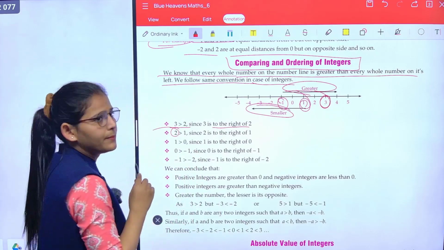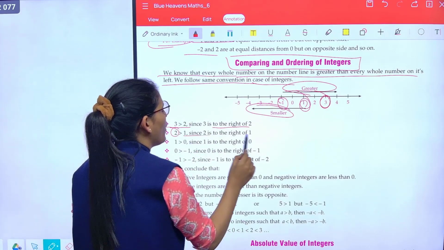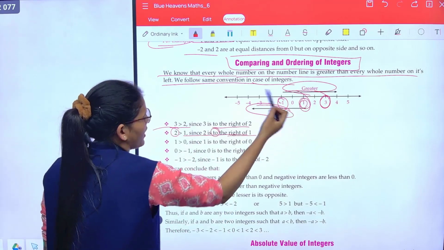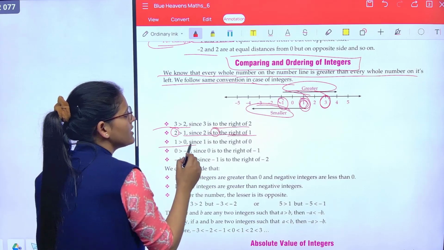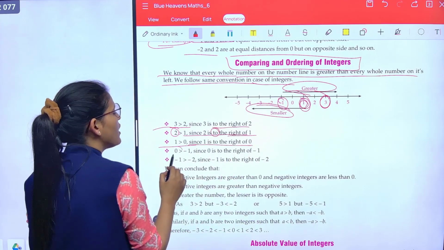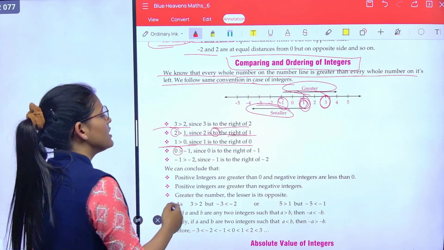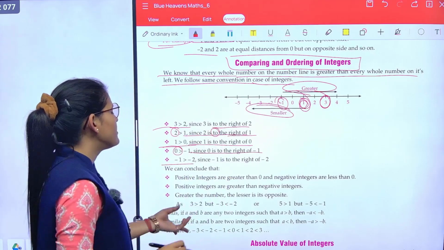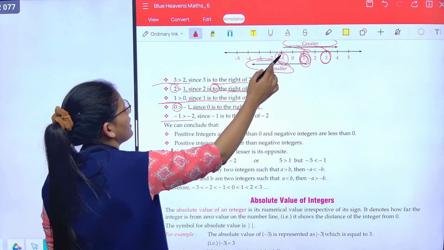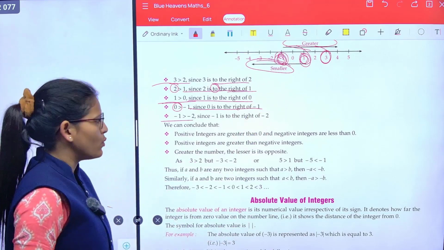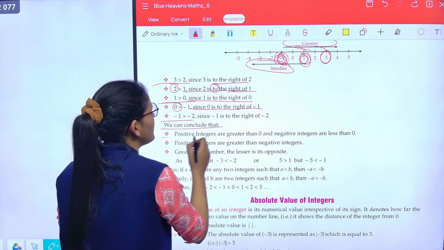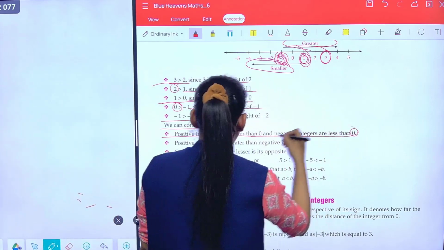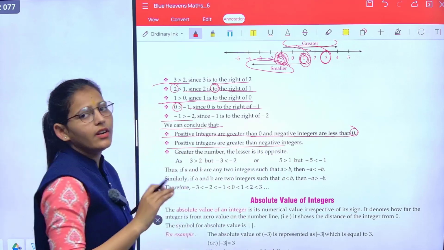Now 2 is greater than 1, since 2 is to the right of 1. Now 1 is greater than 0 since 1 is to the right of 0. Now 0 is greater than minus 1 since 0 is to the right of minus 1. Now minus 1 is greater than minus 2 since minus 1 is to the right of minus 2. Now we can conclude that positive integers are greater than 0 and negative integers are less than 0. Positive integers are greater than negative integers.